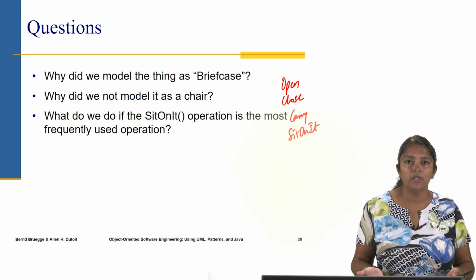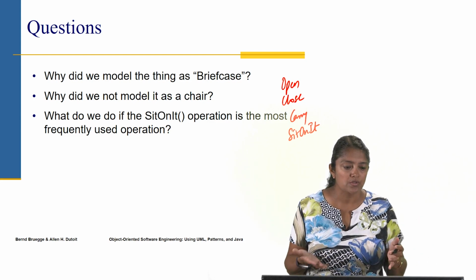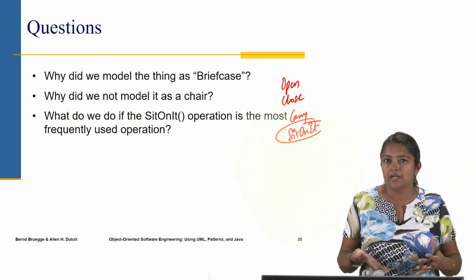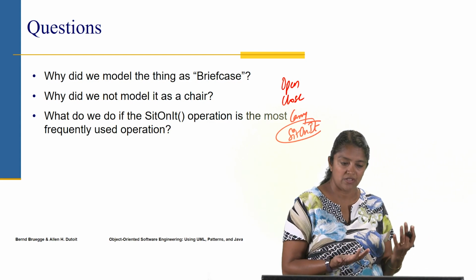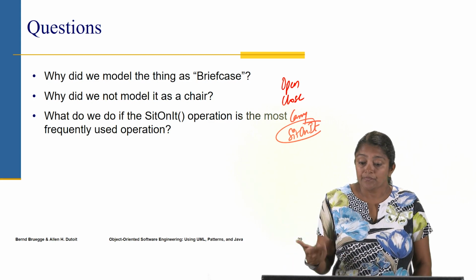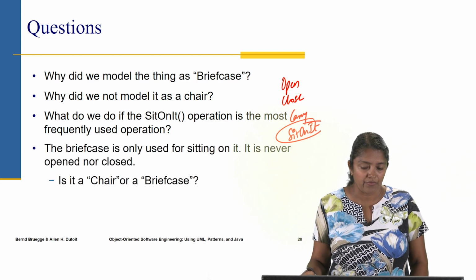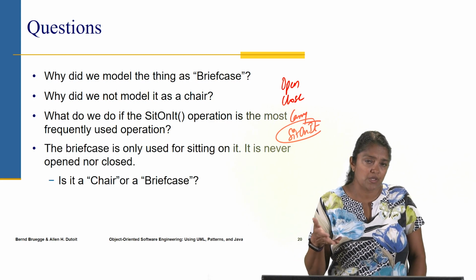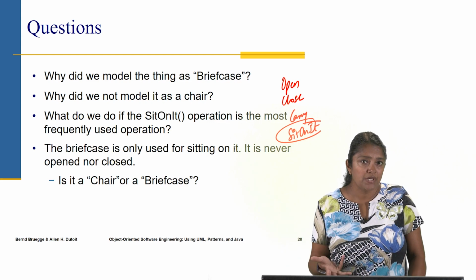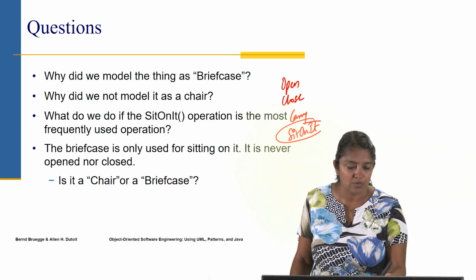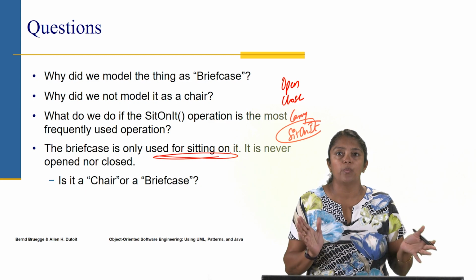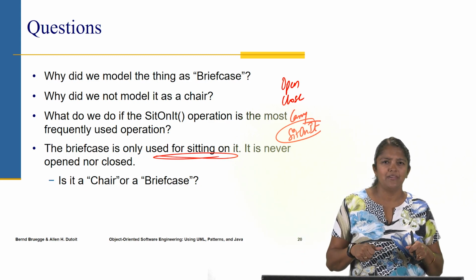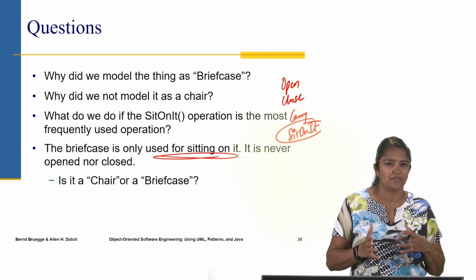Now, what if we find out that sit on it is the most frequently used operation? That's the key operation. Does that make sense? Like a briefcase, the purpose of the briefcase is not to sit on it, so that's where we think about it further. Say we find out, through further analysis and brainstorming, that the purpose of this object we're modeling is mainly to be sat on. It is never going to be opened or closed. With that said, did we even model it right in the first place? Is it even a briefcase?